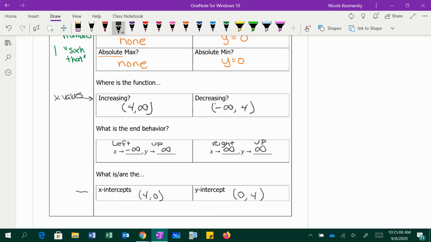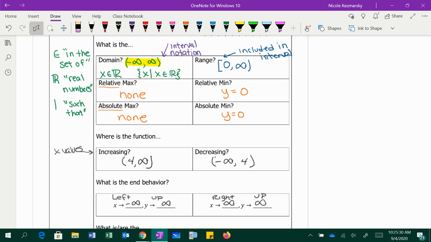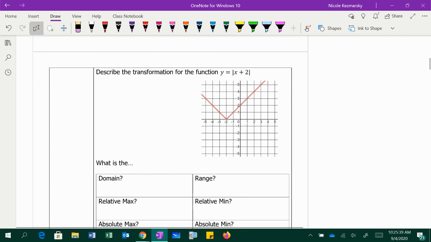Okay, so these, let's label them, are points. So it can be a little confusing because intervals and points look the same in many cases. So you have to be aware that intercepts are points, and things like increasing and decreasing and domain and range are intervals. So let's try the next one. And now that we're more comfortable with this, it'll take a little less time.